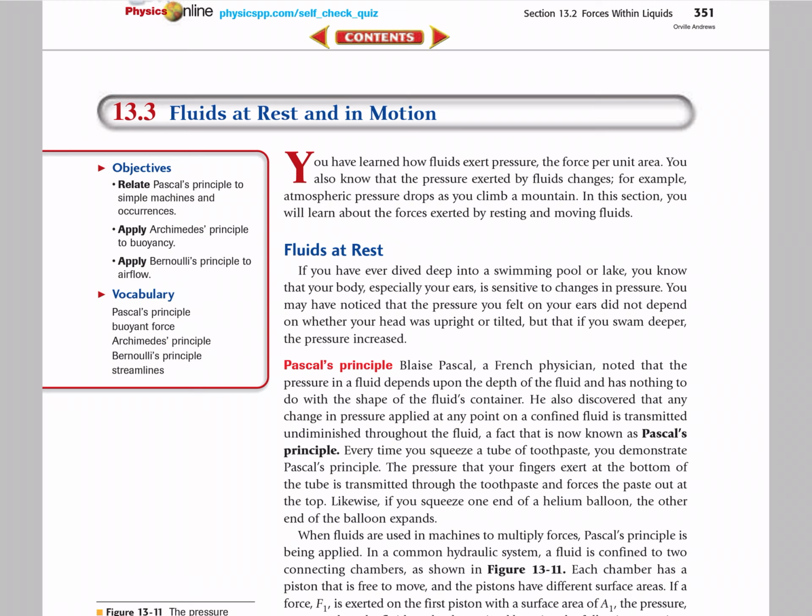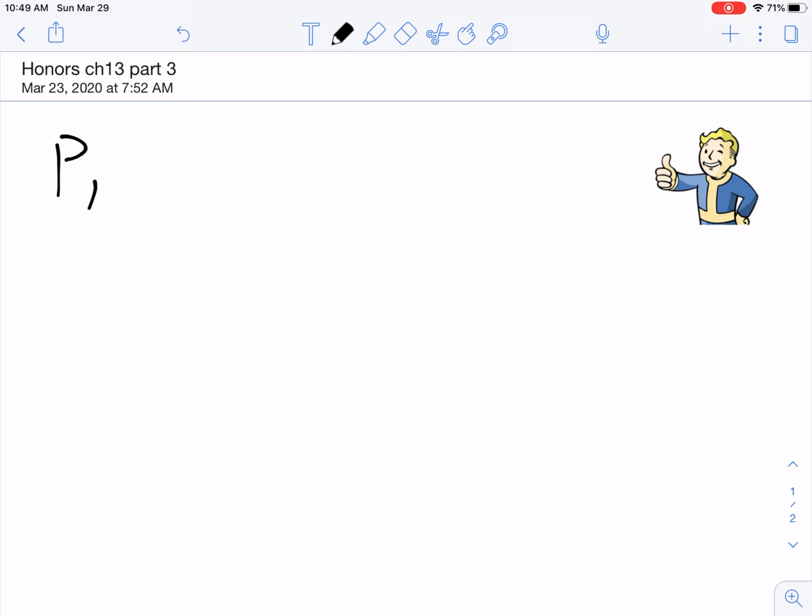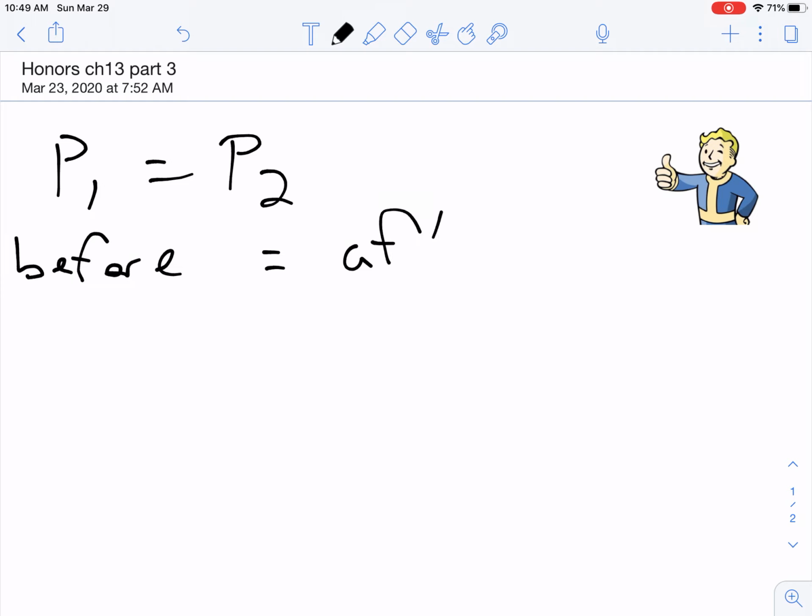What does that look like? Well, basically the pressure before has to be the same as the pressure after. Now, we've played this same kind of logistical game with momentum. We played the same kind of logistical game with energy. Same thing here. What we start with has to be the same afterwards. So, a contained fluid and hydraulic system.